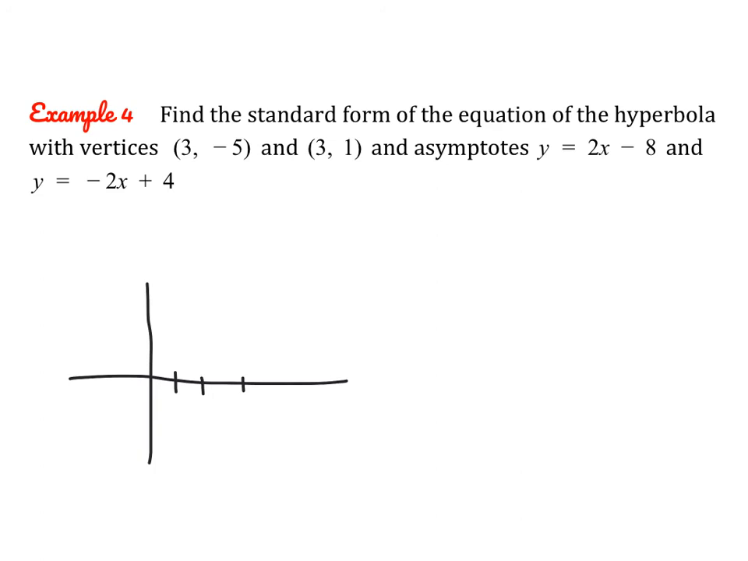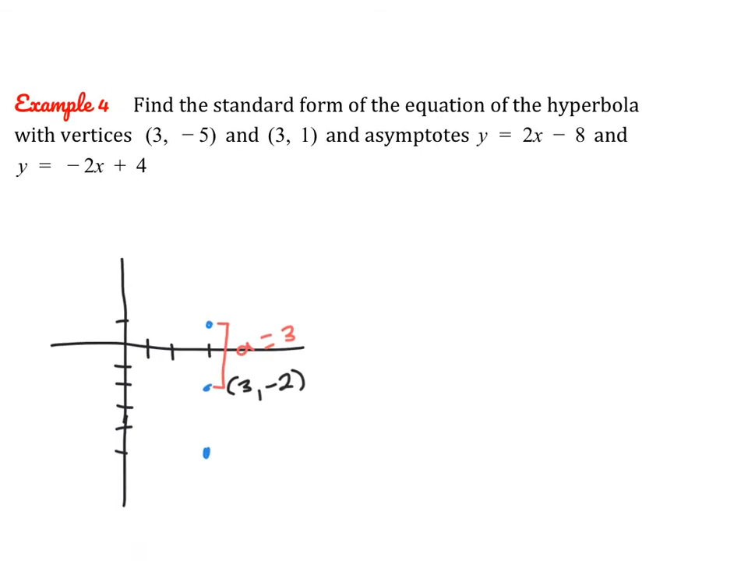So our vertices are at (3, -5). So we have a vertex here, and then we have a vertex at (3, 1). So I can see that the exact middle of that, or the midpoint of that, is going to be at (3, -2). So I now know h and k, which are really important. I can also see that our a value, which is the distance from the center to our vertices, is equal to 3, which is also a crucial part of our equation. However, there's still one more part that we need to know. We need to know our b value.